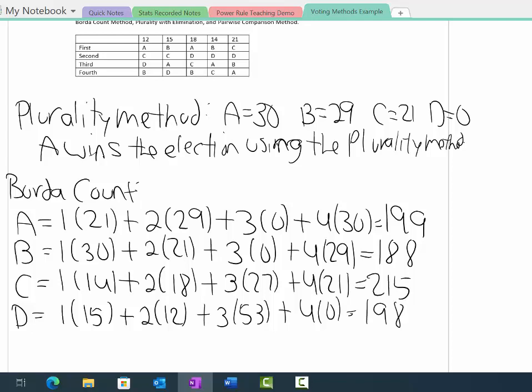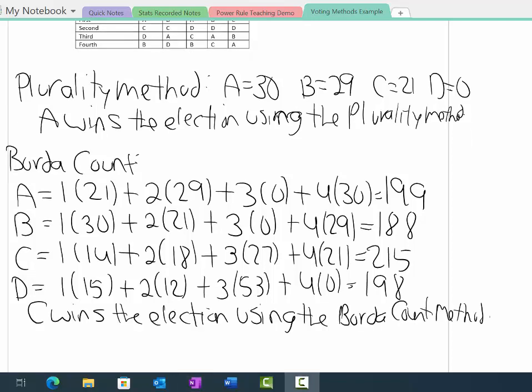Okay? So whoever has the most points wins the election. Well, clearly that's C. So let's write below. C wins the election using the Borda count method.